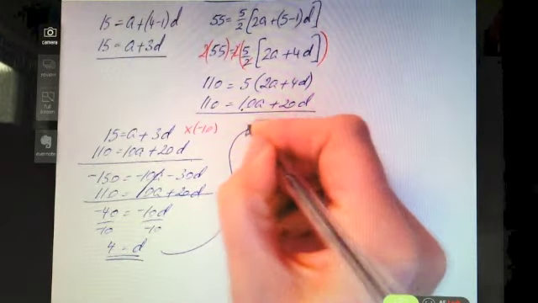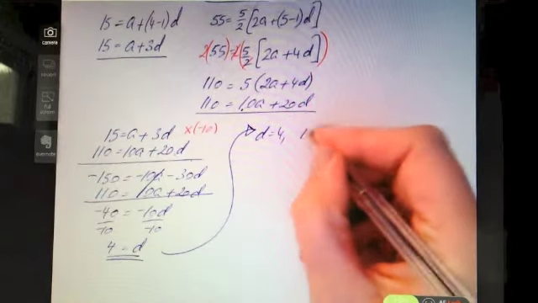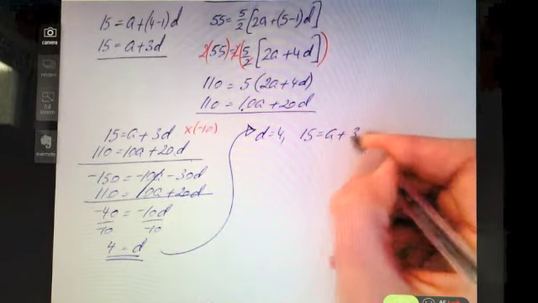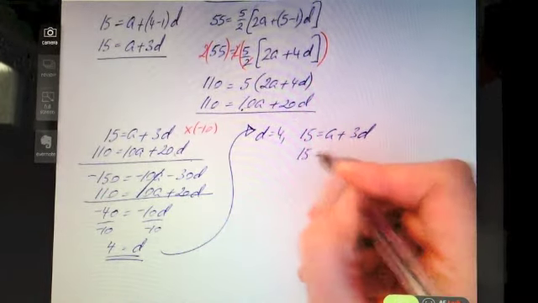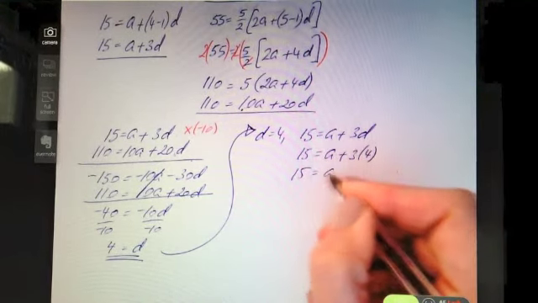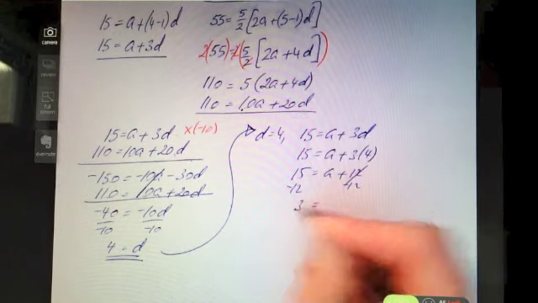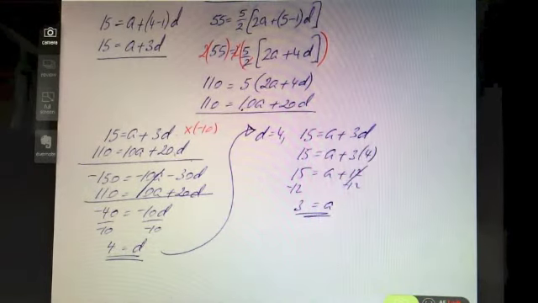Let's take this then and sub it back into one of my originals. I'm going to take d is 4 and sub it back into this top one. And I get 15 is equal to a plus 3 times 4, which is a plus 12. Take away 12 from both sides and I'm left with a is equal to 3.